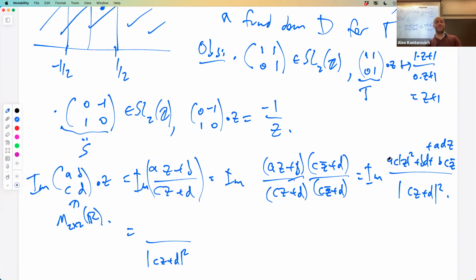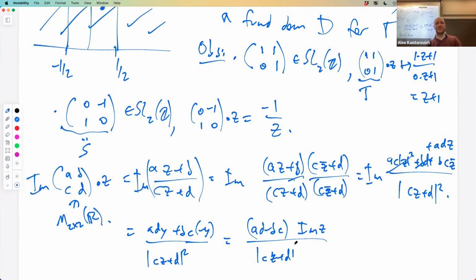This is real, so that imaginary part is 0. B times D is real, so that imaginary part is 0. The imaginary part of ADZ is ADY, if Z is X plus IY. And for BCZ bar, the imaginary part is BC times negative Y. So this is AD minus BC times the imaginary part of the original Z, divided by the norm of CZ plus D squared. Sorry, that's a B.